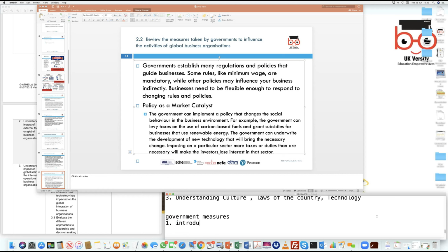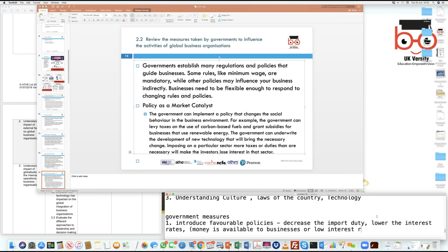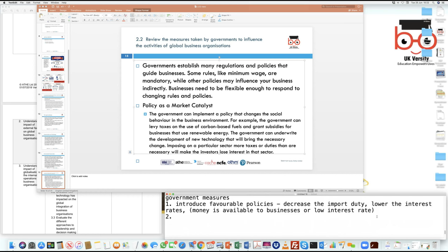One, it can introduce favorable policies, right? What are policies? They can introduce, for example, favorable policies. That means it can decrease the import duty. That is one. Make the imports cheaper, right? It can lower the interest rates so that capital or money is available to businesses, or they can borrow at lower prices, low interest rate, basically. Correct? What else can they do?